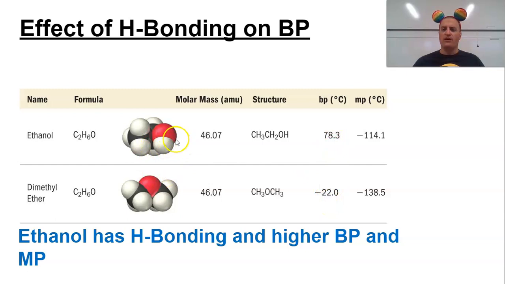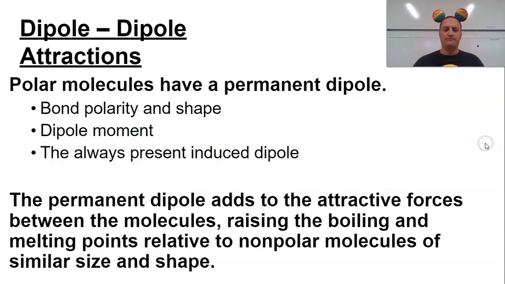So when you're melting something, these are still going to be highly attracted no matter what size they are. So that's why the melting point doesn't differ as much, but the boiling points differ because of the hydrogen bonding in those molecules.